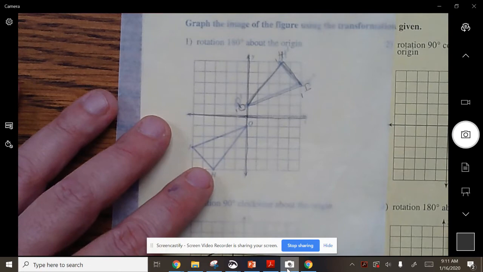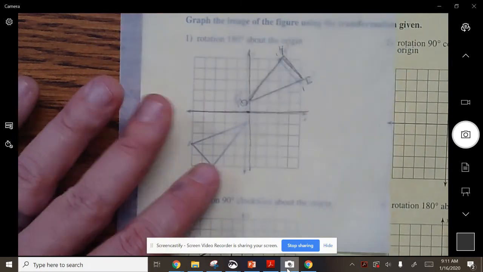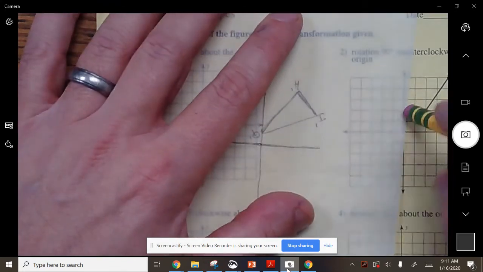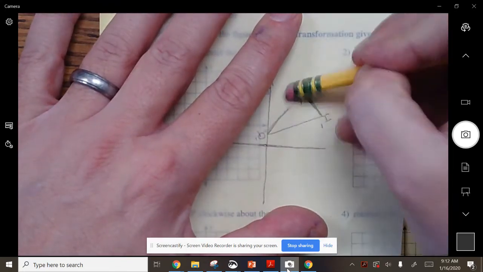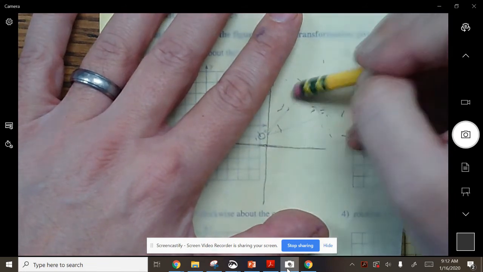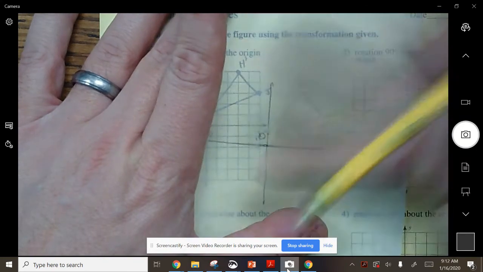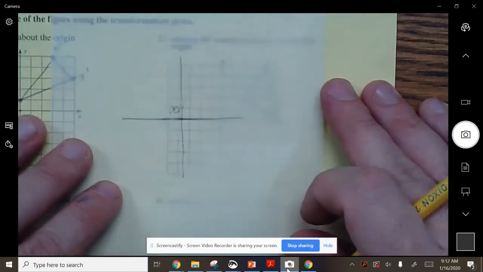Now, here's the catch. I'm not going to be passing these patty papers out like candy. I want you to use this one again, but now I want you to erase. You got to have a pencil and an eraser. I'm going to make sure Mr. Mundo has a good supply of them as well. Erase. And now let's go ahead and go to the next one.